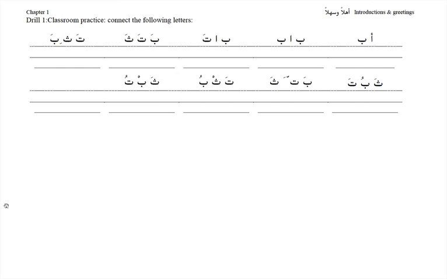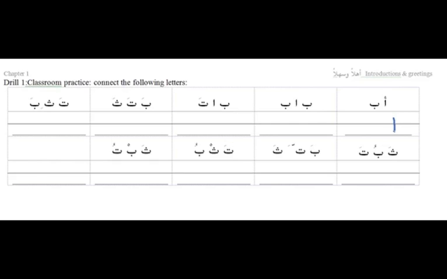Page 7 contains drill 1, practicing the letters alif, ba, ta, tha that you have learned in class. The following section contains a video of how these are actually done. Let's take a look at that, and I'll pronounce the words as they're being written. First of all, we have alif, ba, pronounced ab. Next, we have ba, alif, ba, bab. Note that the alif does not connect to what follows. Third, ba, alif, ta, bata.